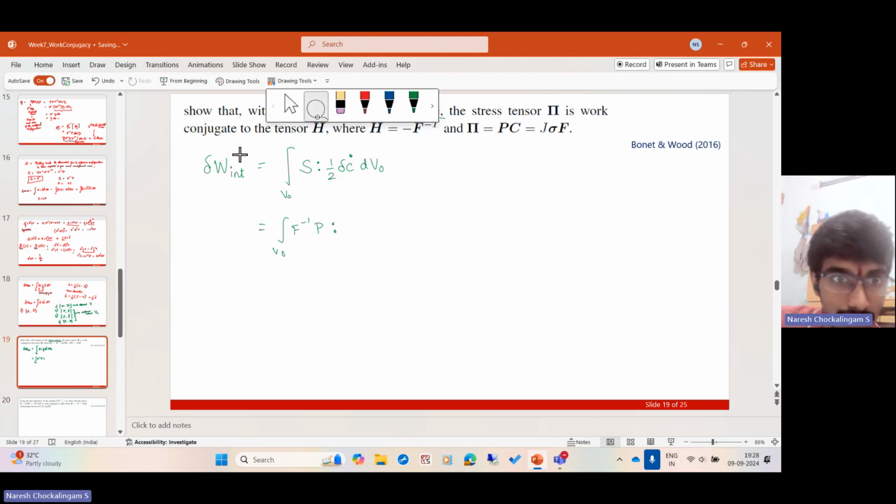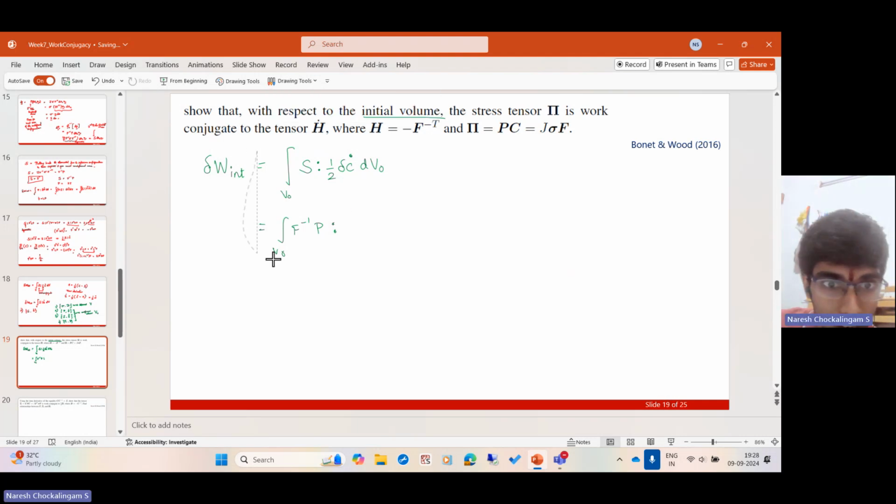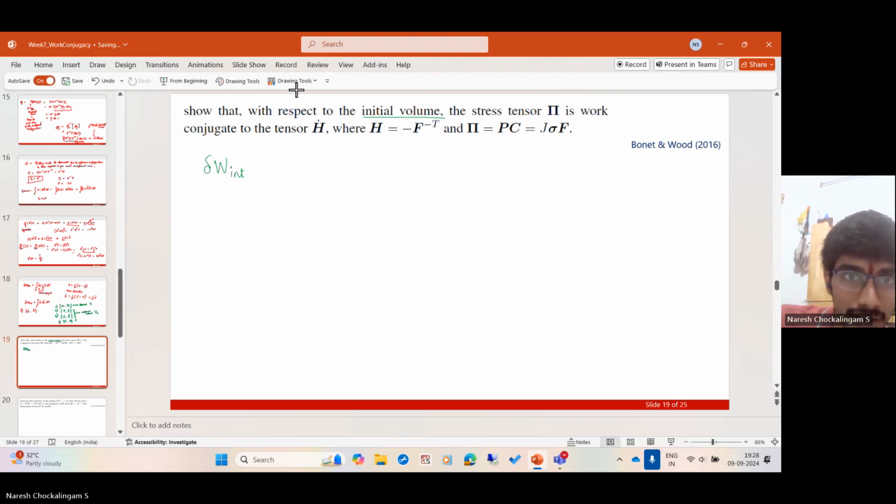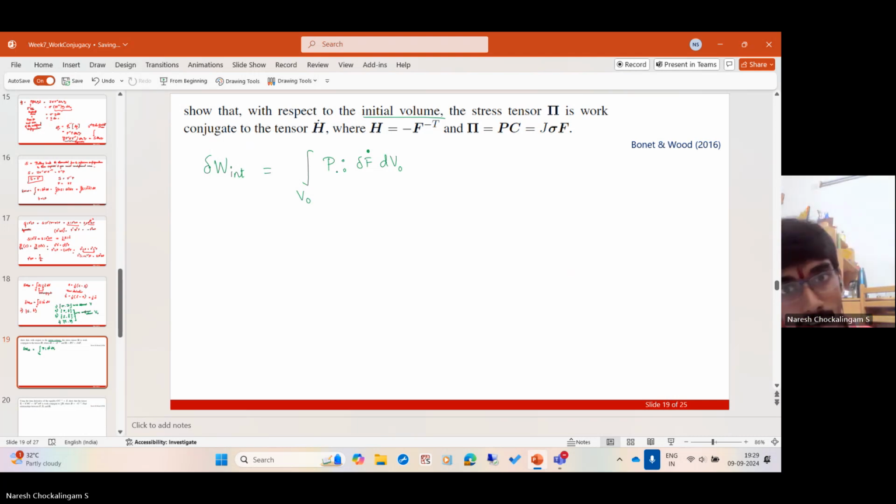Or actually, let me do one thing. Let us start with the expression for internal virtual work in terms of the first Piola Kirchhoff. That might make it simpler. So this is integrated over the initial volume P contracted with del F dot dV naught. Now we want to have a work conjugate quantity which is F inverse transpose, right?